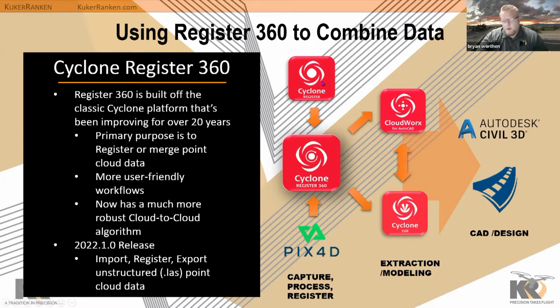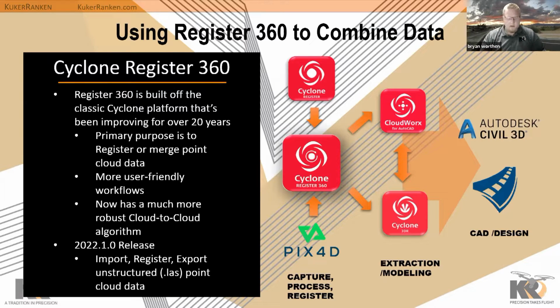So just to be clear, Cyclone, we now call it Cyclone Core, has been around for over 20 years. Cyclone Register 360 is a program that is simplifying those workflows and replacing Cyclone, and will eventually completely replace Cyclone. We are getting more and more tools from Cyclone Core into Cyclone Register 360 all the time. Register 360 will be the future, and the workflows are much simpler and more user-friendly. We are now on version 2022.1.0, which was dropped yesterday.